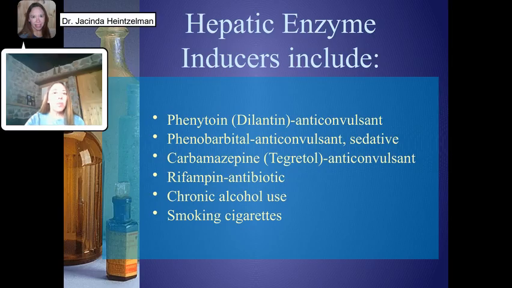Here are some examples of hepatic enzyme inducers. Phenytoin or Dilantin, this is an anticonvulsant. Phenobarbital is also an anticonvulsant and a sedative. Carbamazepine or Tegretol is also an anticonvulsant. We have an antibiotic listed there, rifampin.